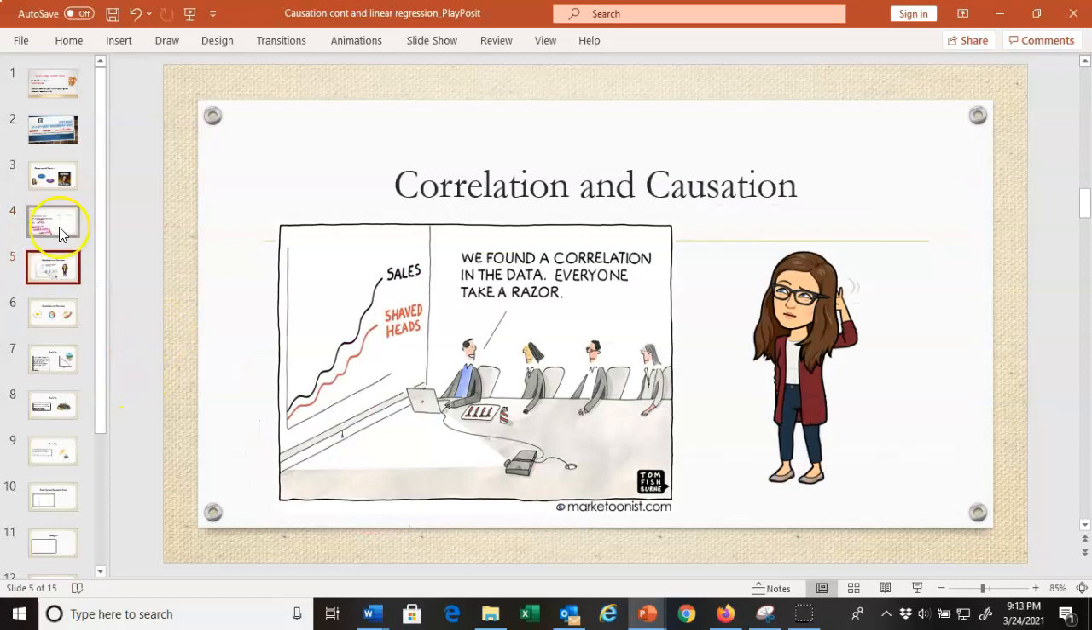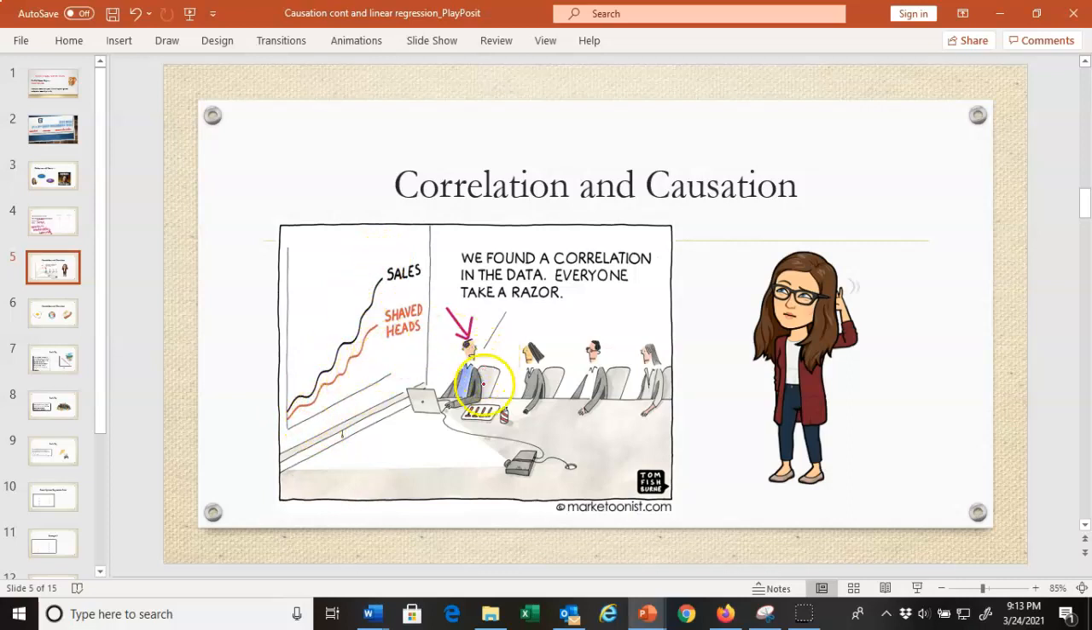Okay, so let's move into causation and correlation. You guys may have heard these terms before. This cartoon. Check this out. They're in this boardroom and they're looking at a graph. This is probably a statistician. We'll go with that. And you can see there are 2 lines graphed, sales and shaved heads.